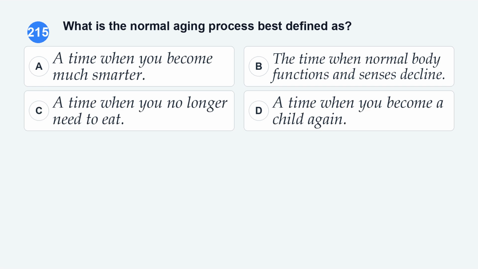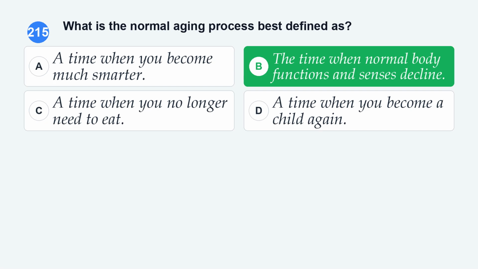Question 215. What is the normal aging process best defined as? Option A, a time when you become much smarter. Option B, a time when normal body functions and senses decline. Option C, a time when you no longer need to eat. Option D, a time when you become a child again.